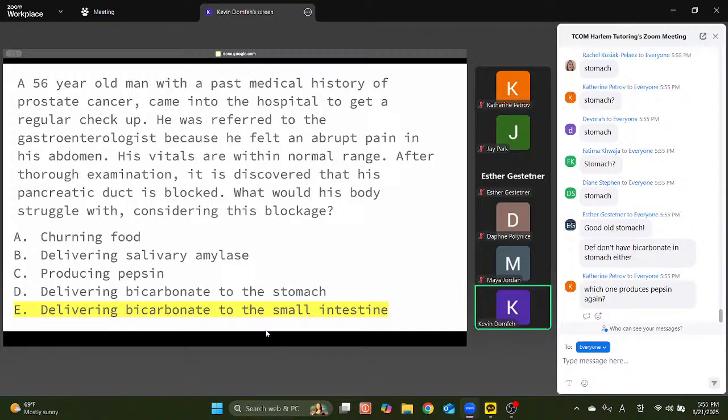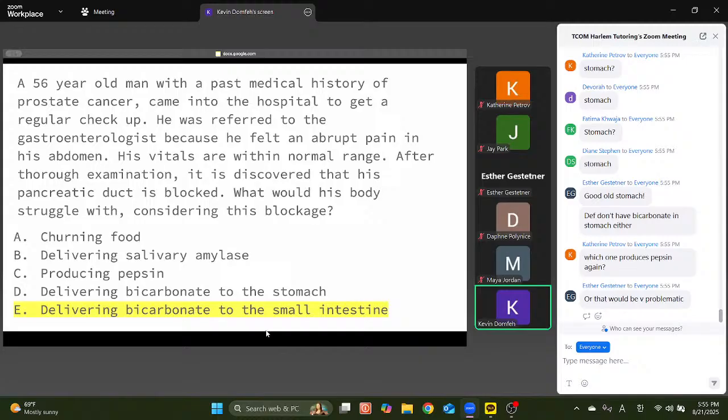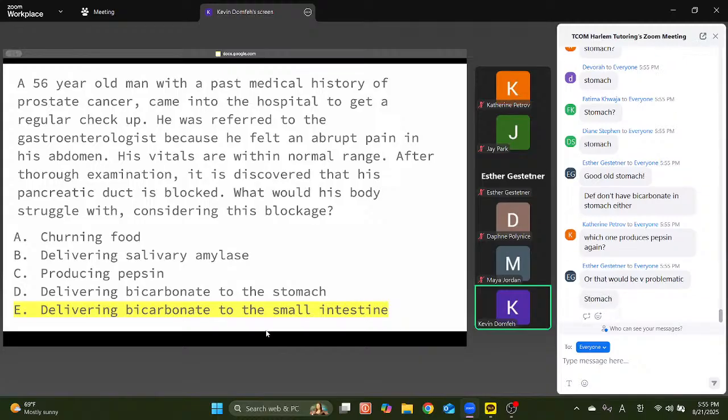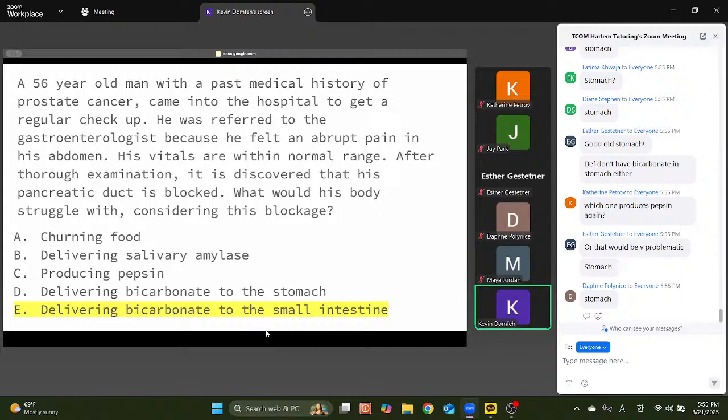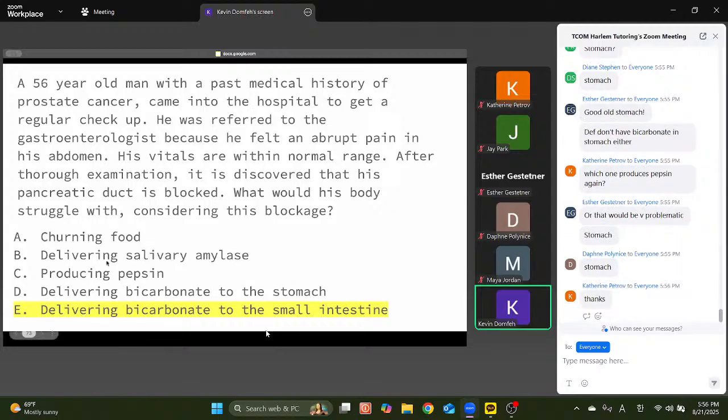What produces pepsin? Yeah, pepsin is in your stomach. All right. Good.